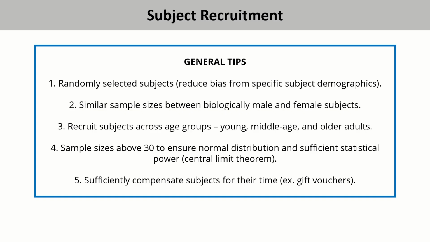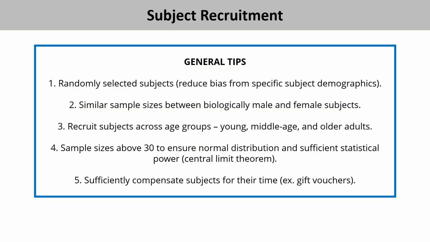So it's always a good idea to put forward an advertisement or a flyer and randomly let your subjects enroll or volunteer for the experiment rather than cherry picking them, because this can influence a lot of bias into your data and your results. The second is to use similar sample sizes or keep equal sample sizes between subject demographics, for example, biologically male and female, because there can be significant variations between these two groups.